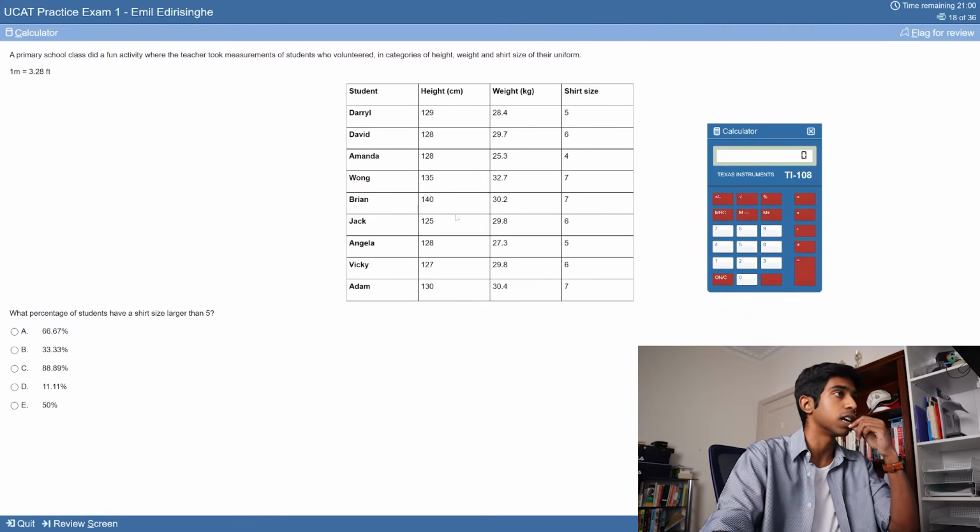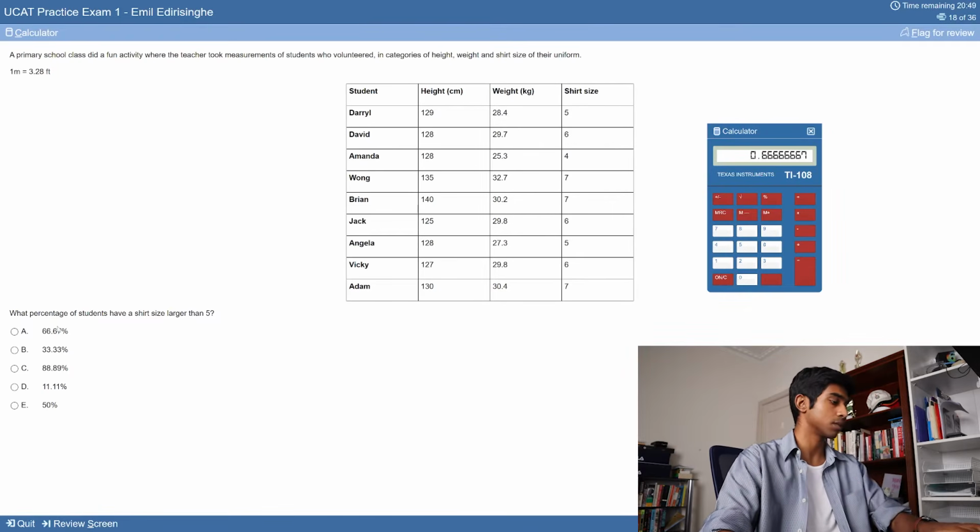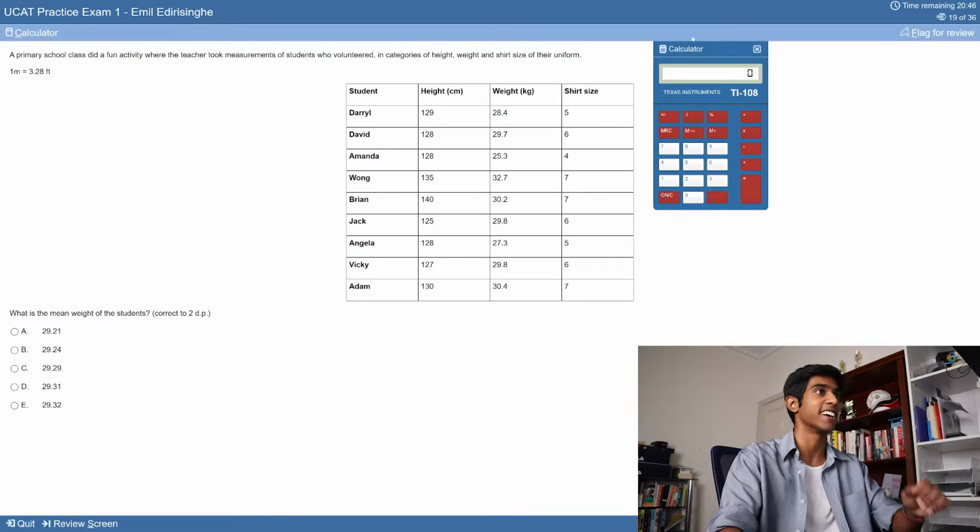What percentage of students have a shirt size larger than 5? So it's larger than 5. So it's 1, 2, 3, 4, 5, 6. And how many students? 1, 2, 3, 4, 5, 6, 7, 8, 9. So 6 divided by 9, 66%. I didn't need to do that.